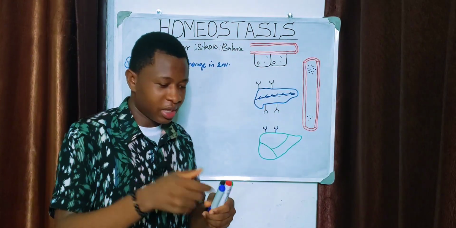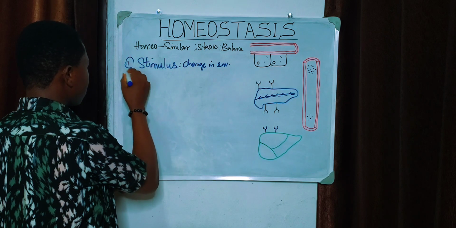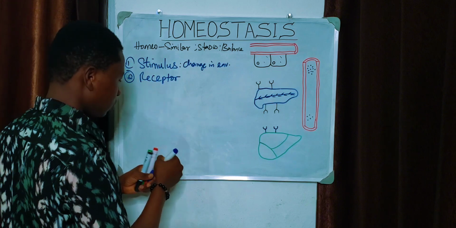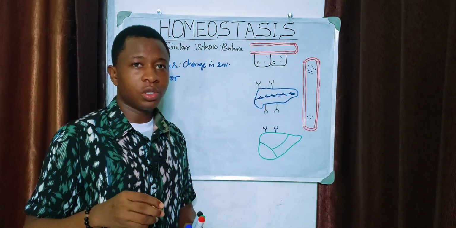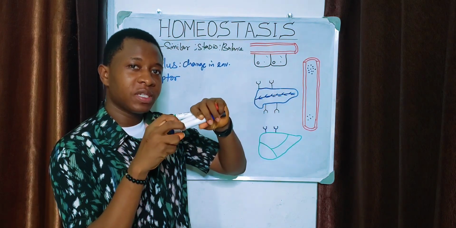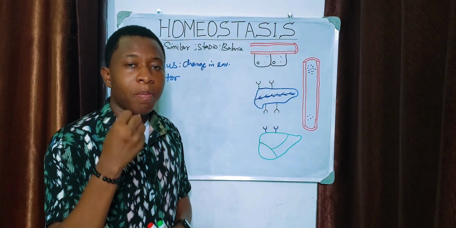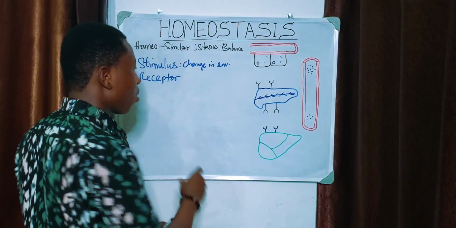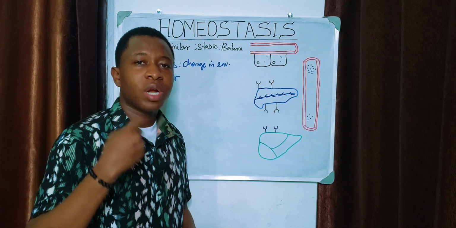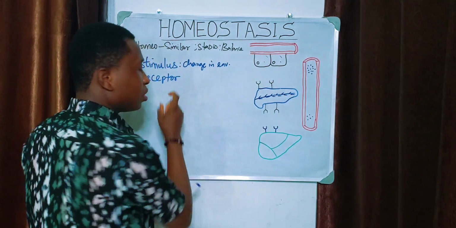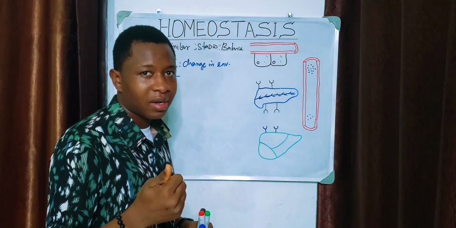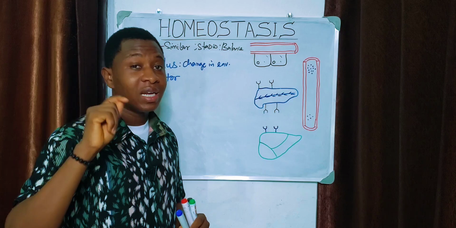There must be a receptor. Second component, receptor. So what is a receptor? A receptor is just something that binds to a molecule. Now, the receptor aids or helps in transduction. It helps to transduce the stimulus into what you call an action potential or into a signal, especially when it has to do with an external stimulus.